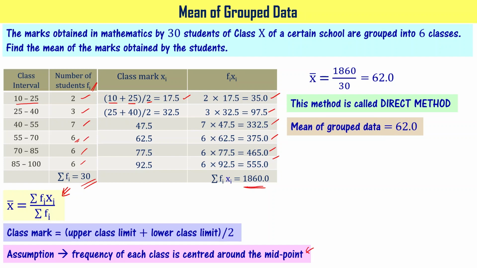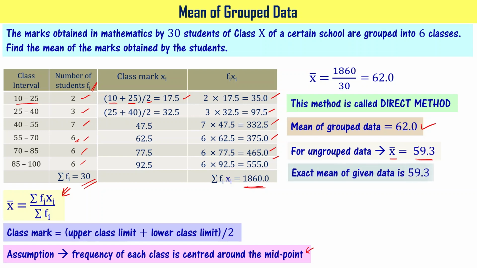You may recall that mean of ungrouped data was 59.3, right? For the same data set, we obtained x bar as 59.3, whereas now we are getting mean of group data as 62. The reason for this is we have taken certain assumptions, right? We said that frequency of each class is centered around the midpoint. This is the assumption.